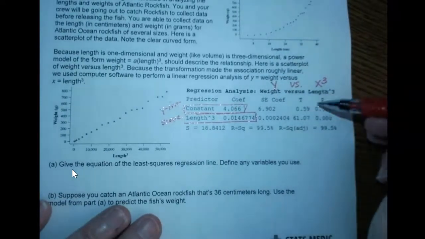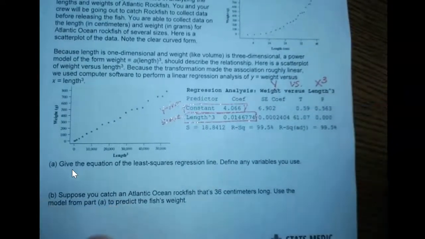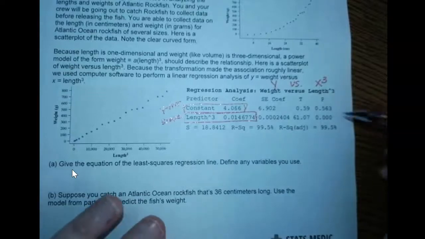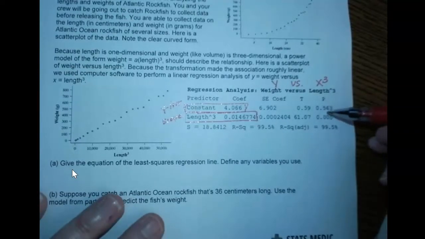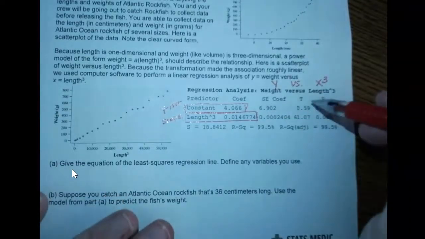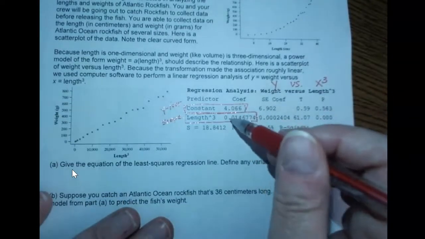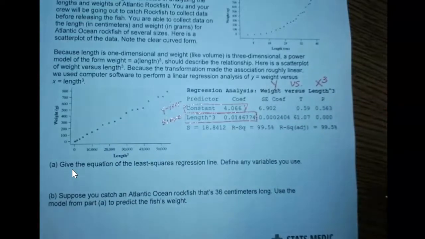Don't worry about the things you don't know yet. Only worry about these things for right now. Eventually we're going to talk about p-values, but not till next semester. Okay? So if you don't know what it is right now, just concentrate on the pieces that we're talking about.